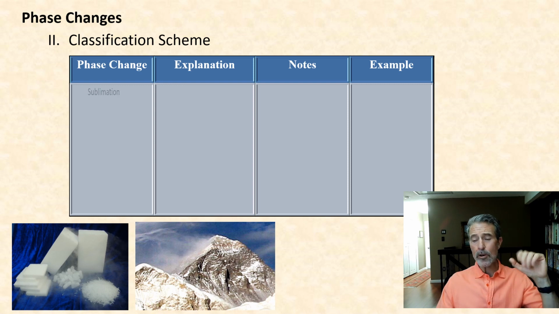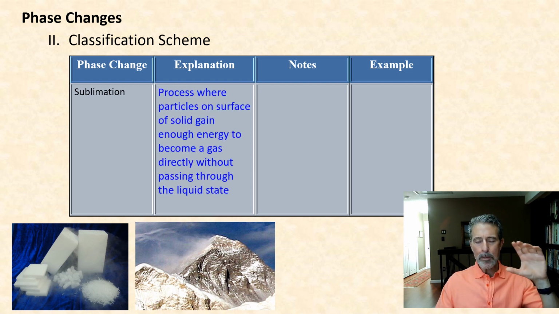The process we call sublimation is a phase change you're probably less familiar with. What is it? Well, sublimation is the process where particles on the surface of a solid can gain enough energy to become a gas directly without passing through the liquid state. So when we compare the process of sublimation to that of evaporation, all we have to do is replace the word liquid surface with solid surface.